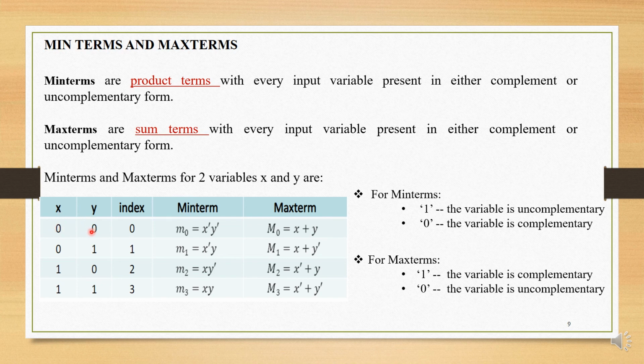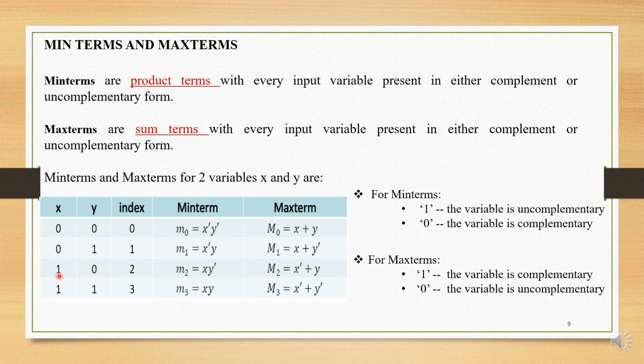X is 0 and y is 0. So 0 in representing minterm will be considered as a complementary variable. Therefore, as minterm is a product term, we can write this as x bar, y bar. Next combination is 0, 1. 0 is complementary, 1 is uncomplimentary while representing minterm. Minterm is a product term, therefore we can write this as x bar, y.